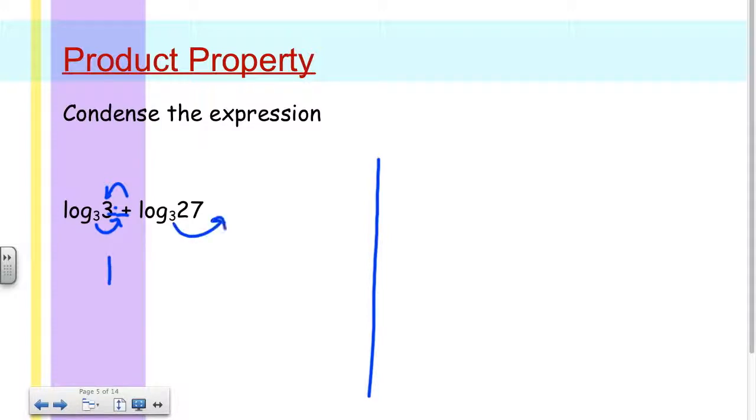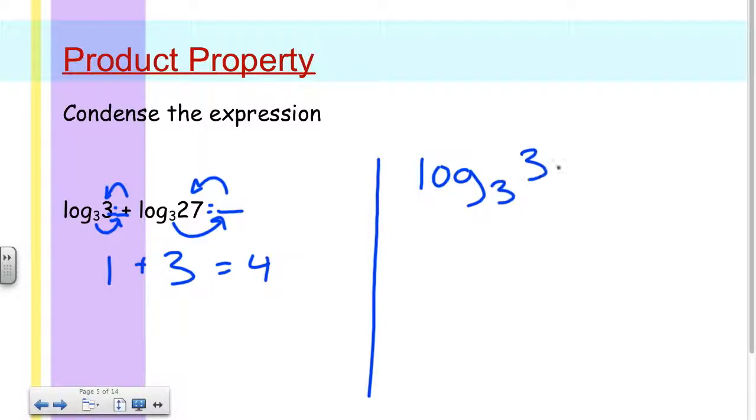Ultimately, the same thing here. 3 to what power is going to equal 27? Should be 3. So that means when we go through and actually use this product property now, what we should come out to is an answer of 4. Now, when we get here, we have the same base of 3 in our logarithms, so we condense our expression using the product property to 3 times 27.